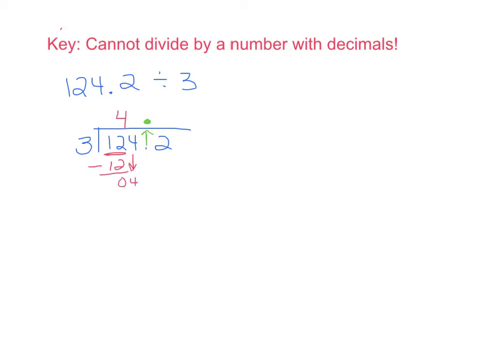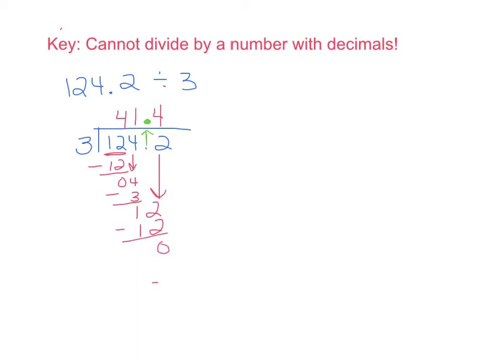3 goes into 4 once. 3 times 1 is 3. Subtract. Put a 1. I'm going to bring down the 2. 3 goes into 12 4 times. 4 times 3 is 12. Subtract. I'm left with 0.